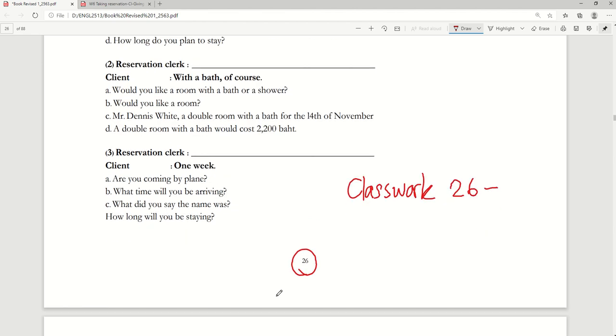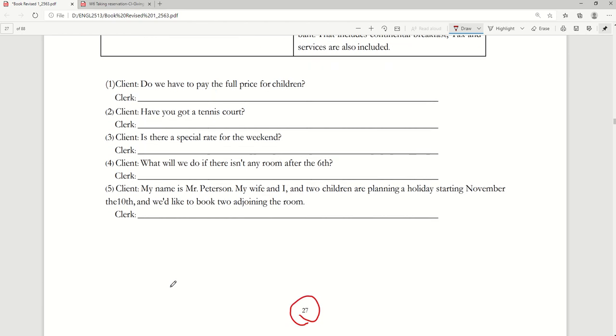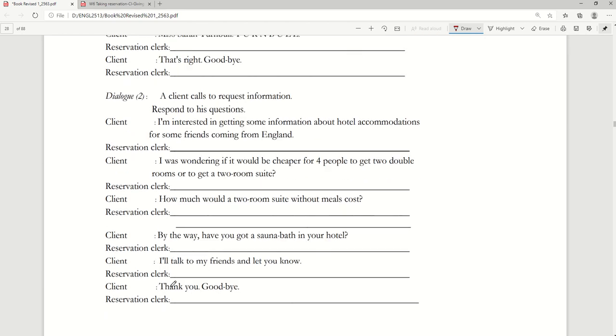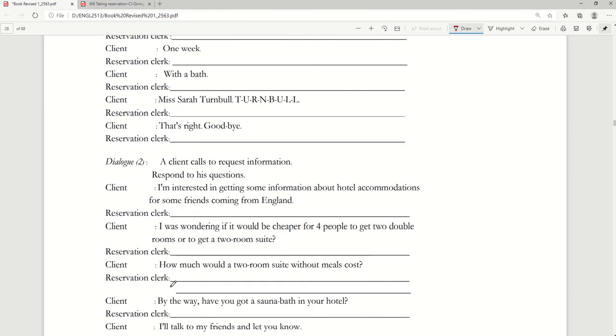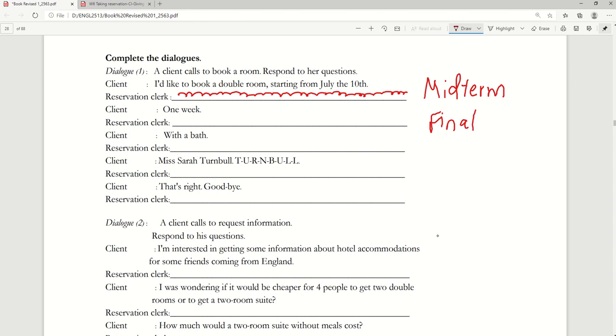And then 28. Page 28 is harder. Why is it harder? Because you have to think about the answer, the question. You have to think about the sentence structure by yourself. And this is kind of midterm, final, and also quiz or exercise as well.